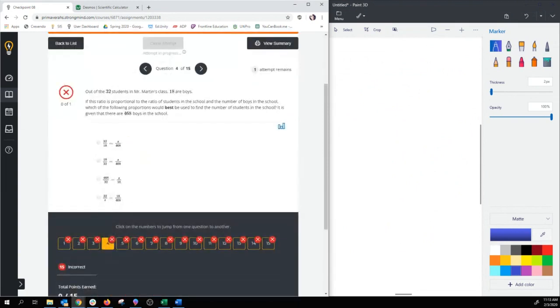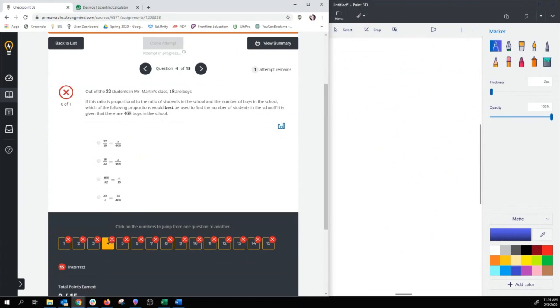Okay. So out of 32 students in Mr. Martin's class, 18 are boys. If this ratio is proportional to the ratio of students in the school and the number of boys in the school, which of the following proportions would best be used to find the number of students in the school? It is given that 486 boys are in the school.